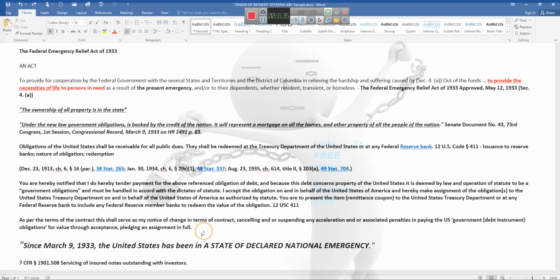Ladies and gentlemen, we're in a banking holiday. That's what the Federal Emergency and the National Emergency Acts were all about. A banking holiday.